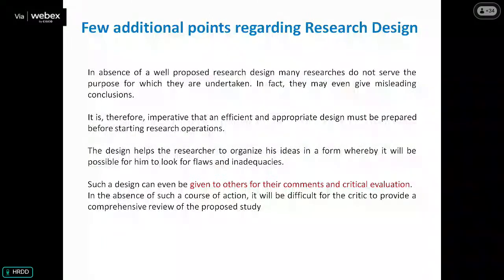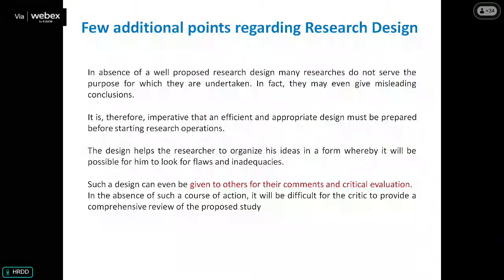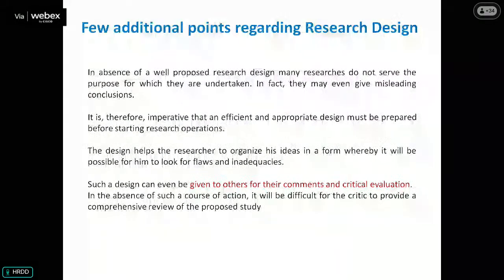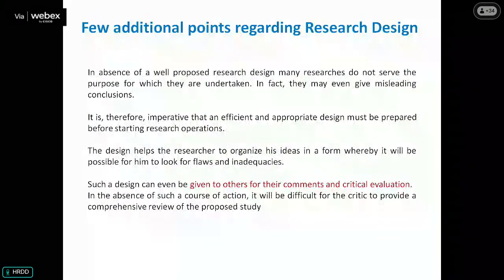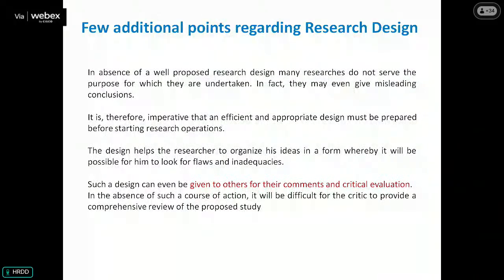In fact, they may even give misleading conclusion. It is therefore imperative that an efficient and appropriate design must be prepared before starting research operation. So before starting your work, you should have a design in place. The design helps the researcher to organize his ideas in a form whereby it will be possible for him to look for flaws and inadequacies. Such a design can even be given to others for their comments and critical evaluation. Okay, you can give it to other people, experts in the field.